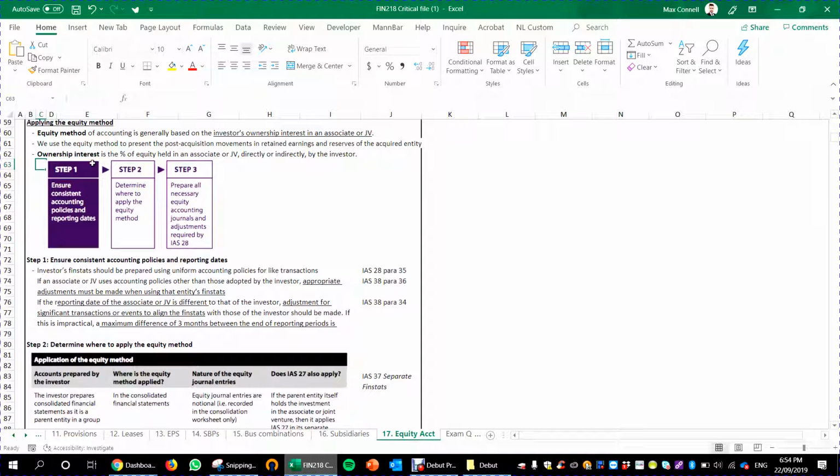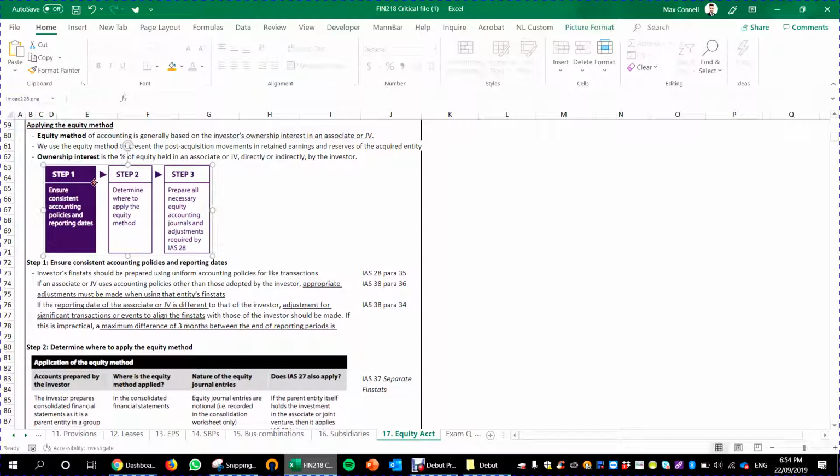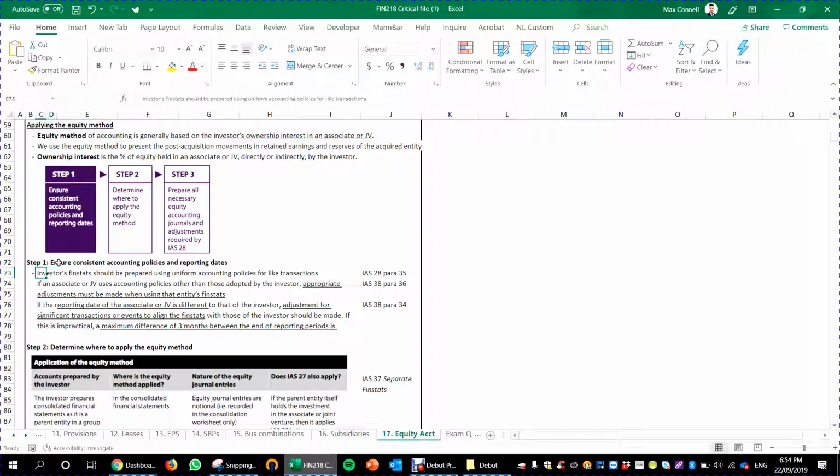Okay, so there's a bit of a three-step process here. Step one is ensure consistent accounting policies and reporting dates. An investor's financial statements should be prepared using uniform accounting policies for like transactions. If an associate or JV uses accounting policies other than those adopted by the investor, appropriate adjustments must be made using that entity's financial statements. So you can't just take it as is, you have to align it with your own accounting policies.